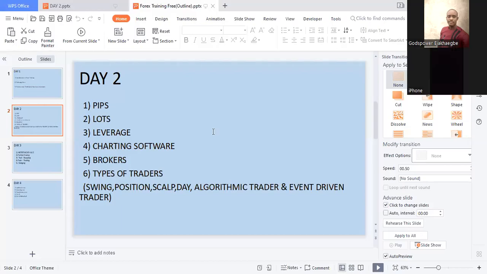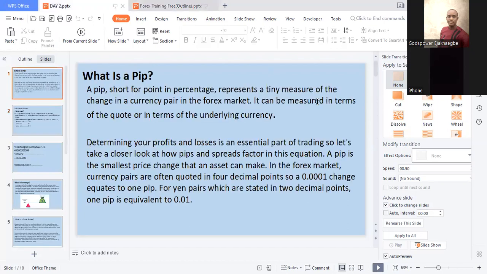So today we are going to be looking at these particular things which we are going to enjoy today: pips, lots, leverage, charting software, brokers, types of traders. We also look into swing, position, scalp, day, algorithmic trader, and event-driven trader. So let's not waste much time. Let's start with today's class.